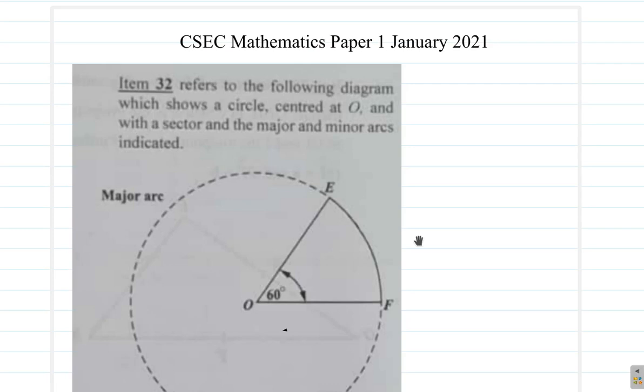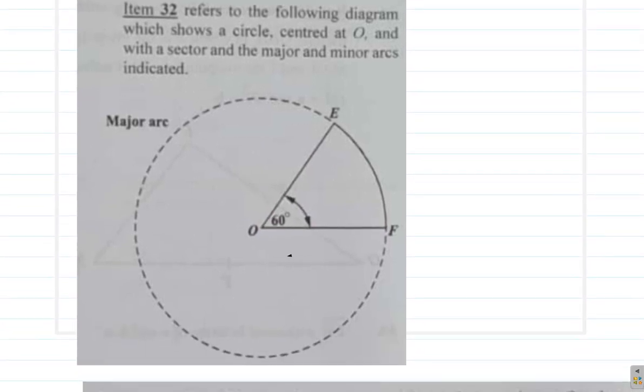We continue looking at CSEC Mathematics Paper 1, January 2021. We're at question 32. It says item 32 refers to the following diagram, which shows a circle, center at O, you have a center here, and with a sector. So this is a sector, alright, and the major and minor arcs indicated.